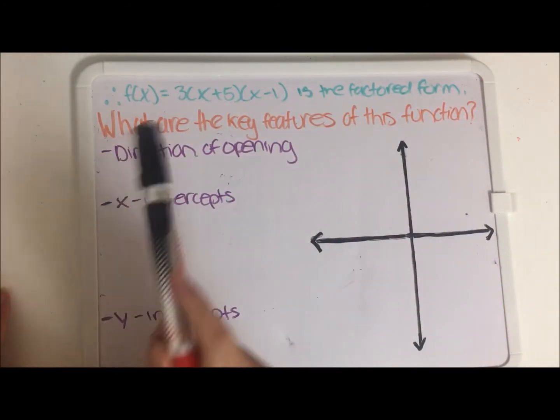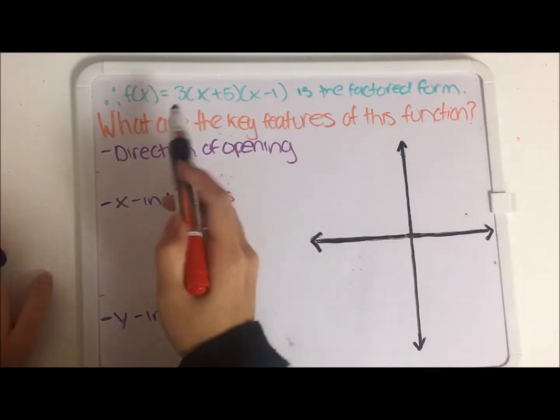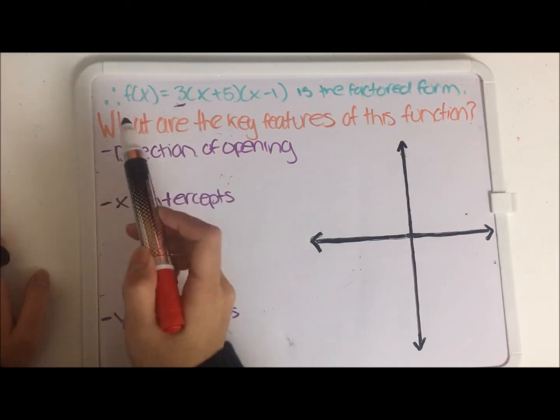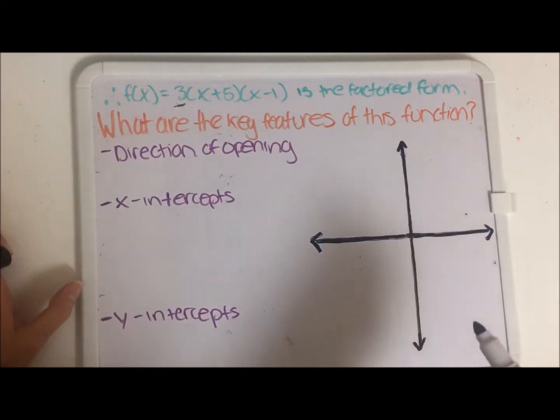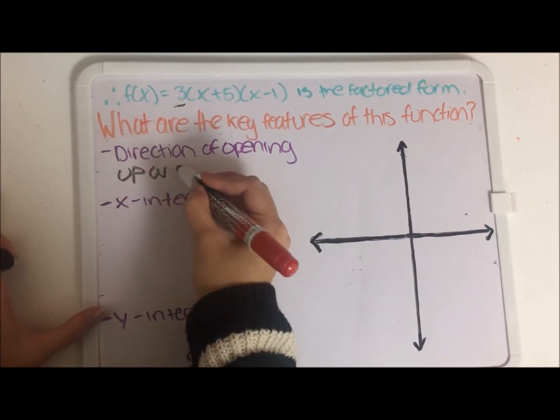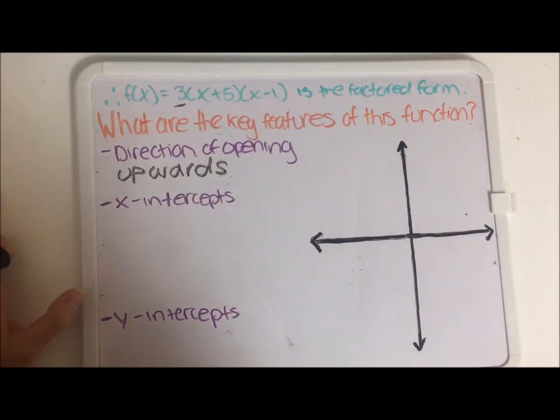So we can identify some key features with this function. So what is the direction of opening? If the a value is negative, it opens downwards. If the a value is positive, it opens upwards. So in this case, it's positive 3, so it opens upwards.